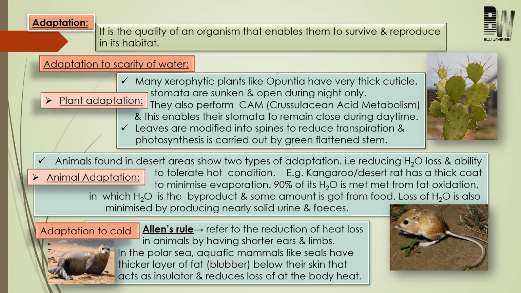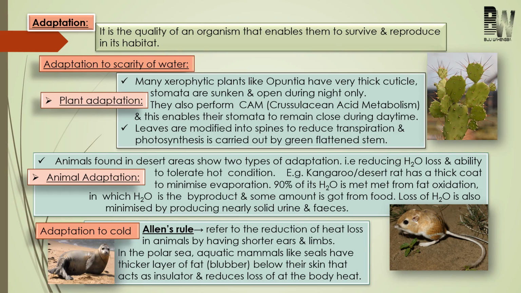Okay, so first come to adaptation of plant to scarcity of water, and here we will take the example of a xerophytic plant, that is opuntia. Opuntia is a cactus. Cacti grow in places where there is scarcity of water, and we will discuss how they adapt to it.